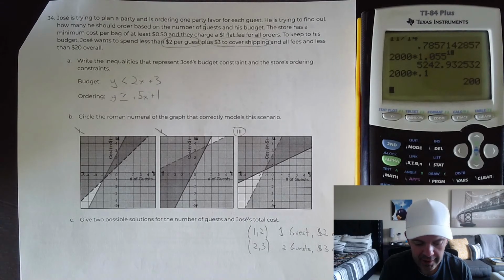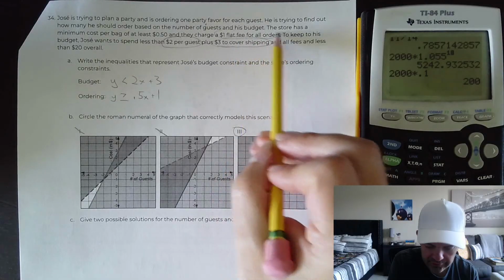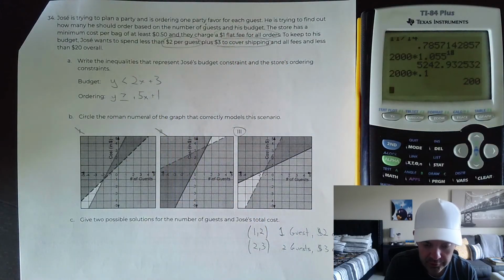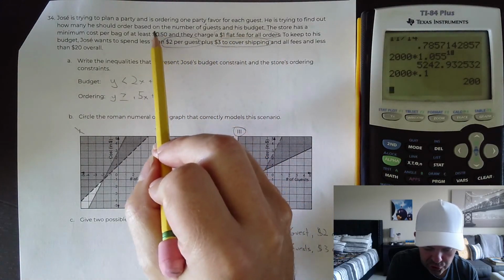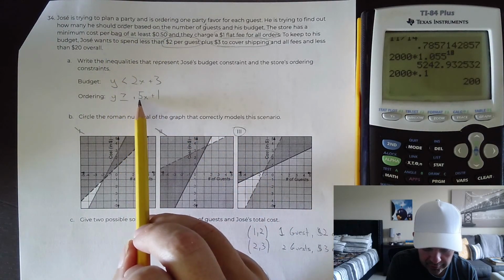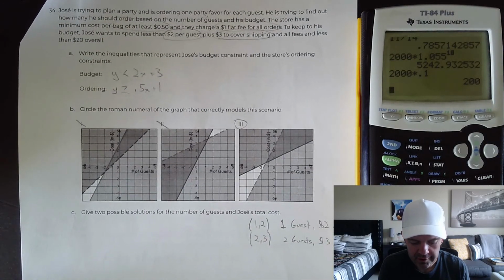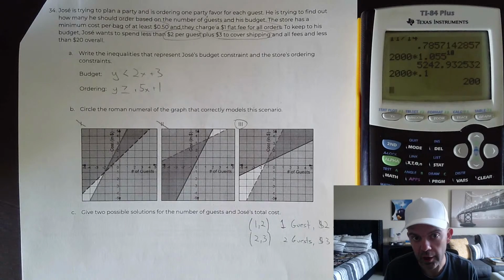Okay. And then at the store that he's shopping at, it says that they charge a $1 flat fee for all orders. So that's how I got plus 1 right there. And then it's charging 50 cents per bag. So I put 0.5, in other words, 50 cents, 0.5x. Okay. Then it says, which one is correctly modeling the scenario?